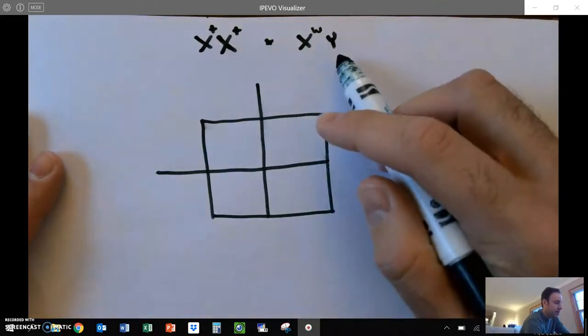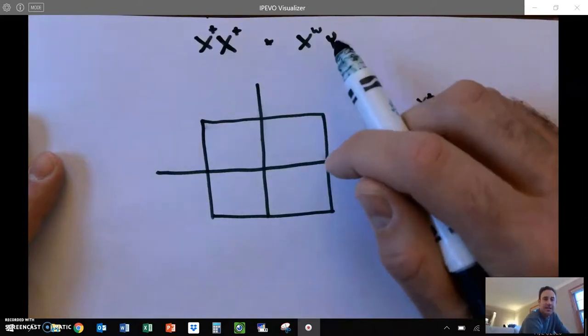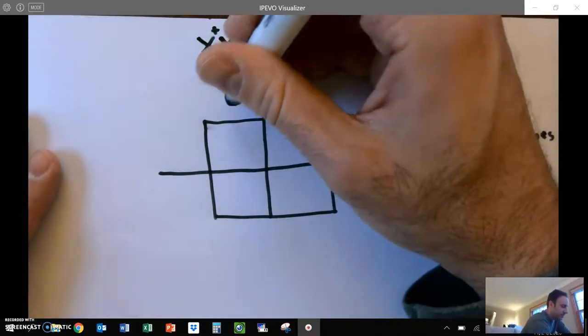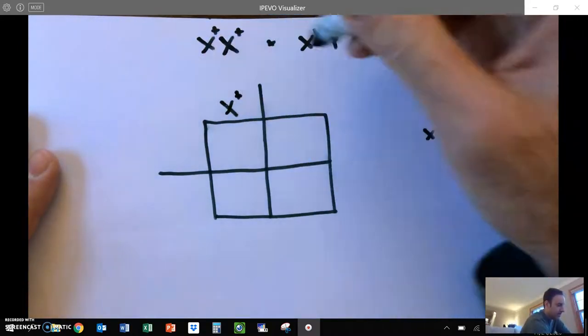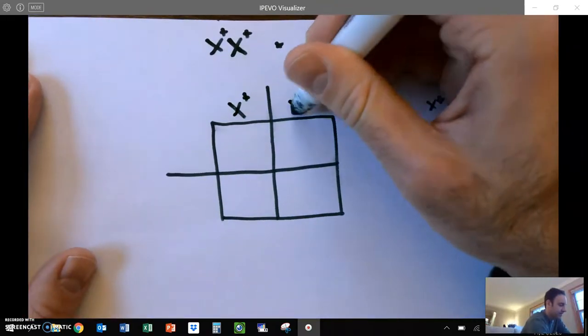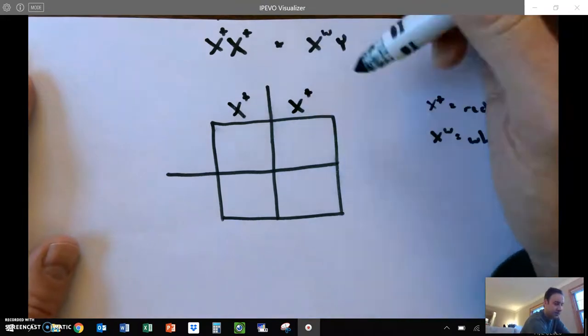Now notice that the Y doesn't get a superscript because again, this gene is not carried on that Y chromosome. So now you fill out the Punnett square just like before. It's going to be law of segregation. Meiosis will separate these X pluses into separate gametes, and there's a 50-50 chance of getting an X plus and a 50-50 chance of getting the other X plus.